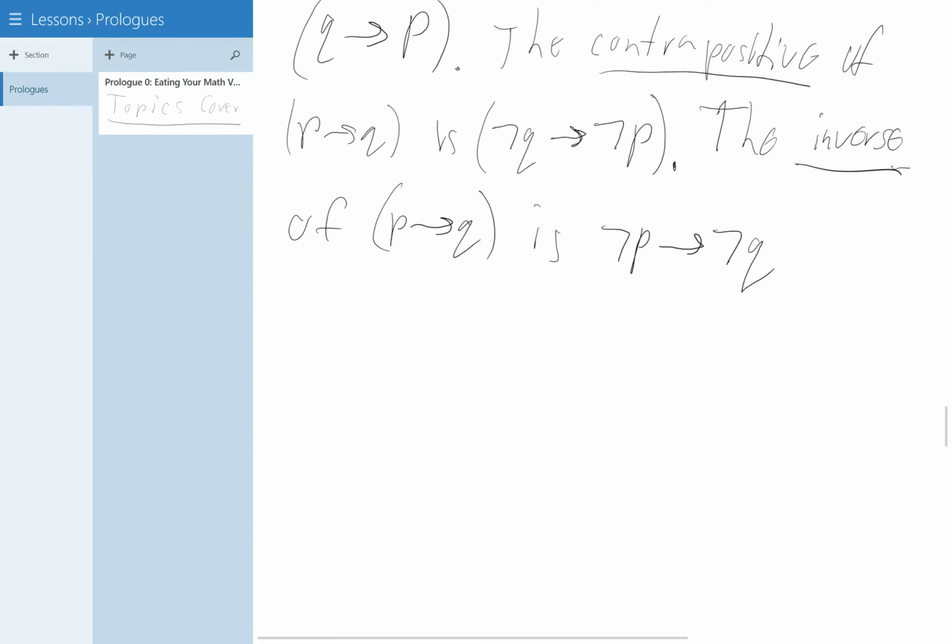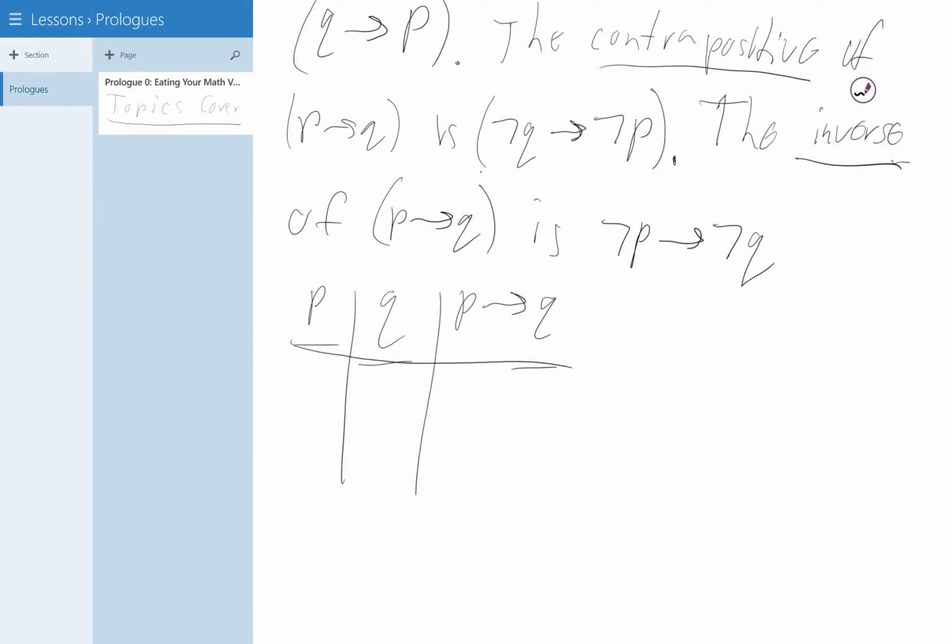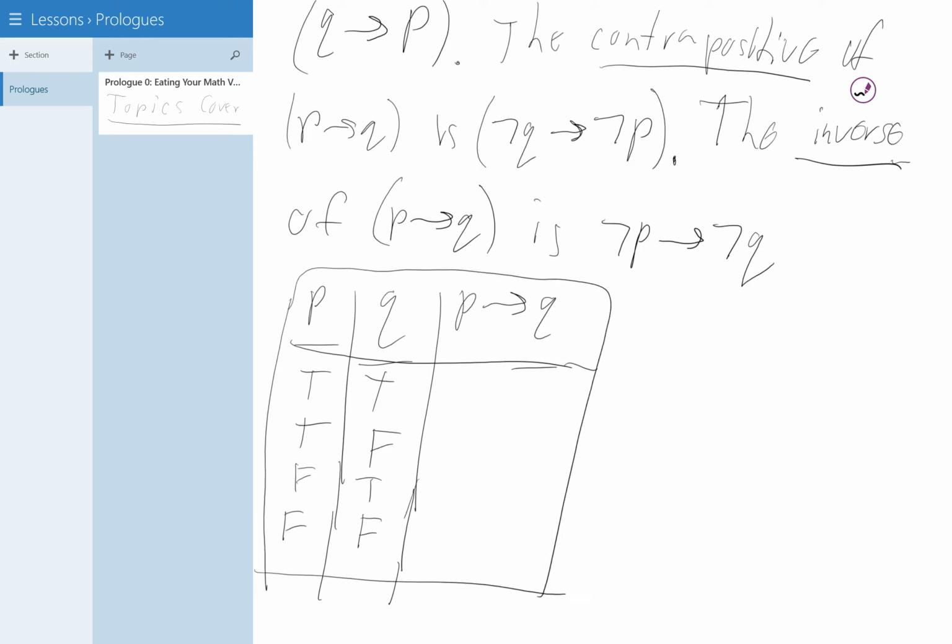And now here's a really good exercise. I'm going to put the truth table here again, just for repetition. I'm going to put the truth table here for P implies Q, and what I want you to do is actually do the truth table for the other ones. So let me get that set up here. True, false, false. True, false, true.